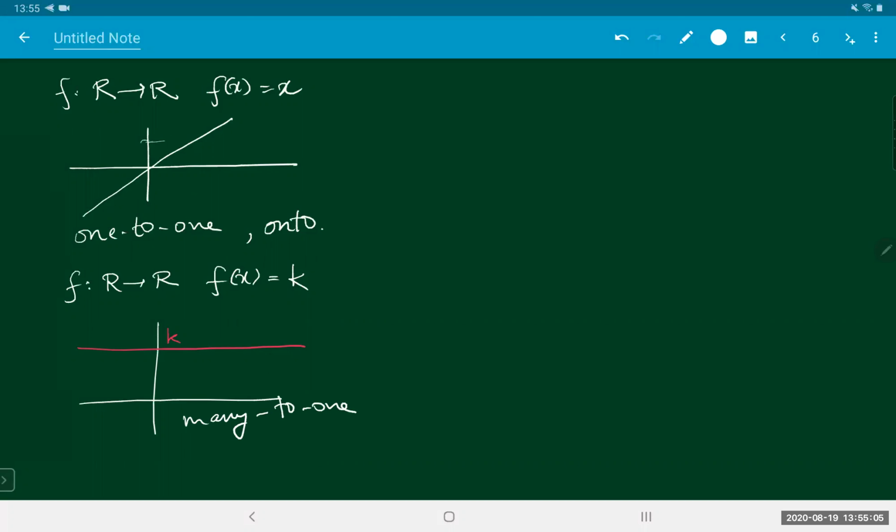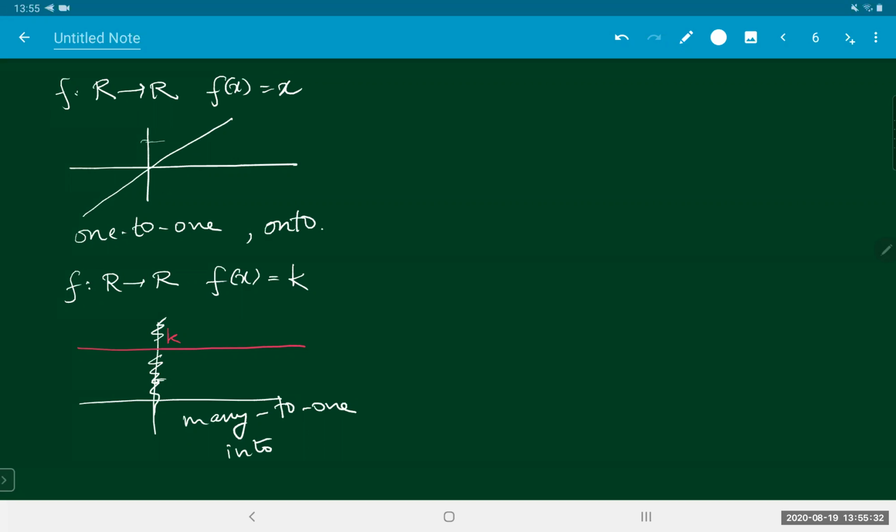And is this into or onto? Yes, this is into, because none of the values except for k are used up. Only k is used on the y-axis. If you ask which real number gets mapped to some other point over here, well, the answer is there isn't any. So this is an into function. These are all leftovers.